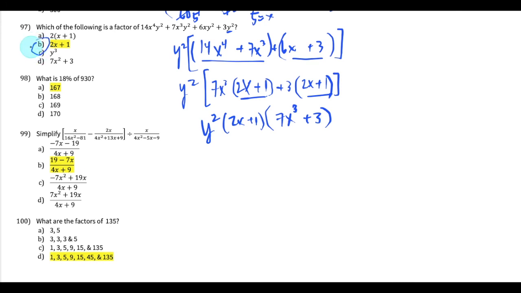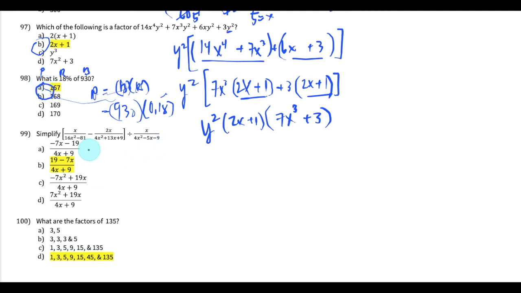Letter B. What is 18% of 930? So, ang hinahanap natin dito is percentage. Given tayo ng rate and base. Percentage is equal to base times rate. So, ito equal lang sa 930 times 0.18. Convert percent to decimal. Answer there would be letter A.